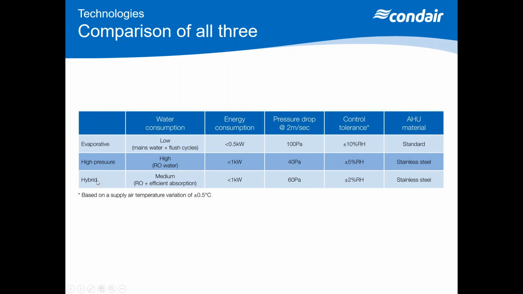When we go to a hybrid system, we get a medium amount of water consumption because we're using that ceramic matrix to catch any water droplets that haven't evaporated. But again, we're using RO water in the first place, so it is higher than the evaporative system. Energy consumption is very similar, less than a kilowatt. And we have got a pressure drop. We've got to get over that ceramic matrix, so we're going to see around 60 pascals. But our control tolerance, again, if we're humidifying in the winter as well, will give us a really good control tolerance of plus minus 2. Again, air handling unit material has to be stainless steel.